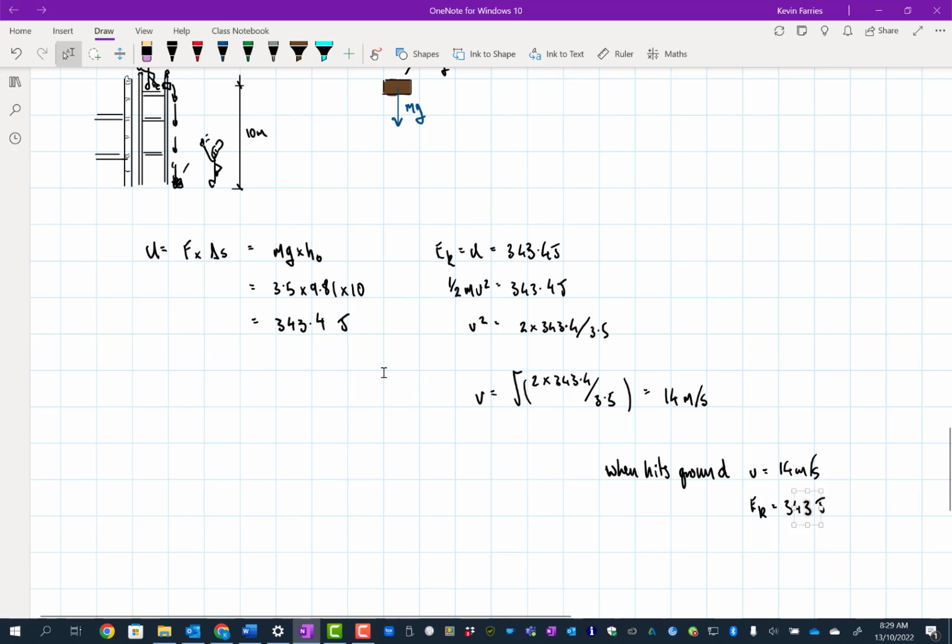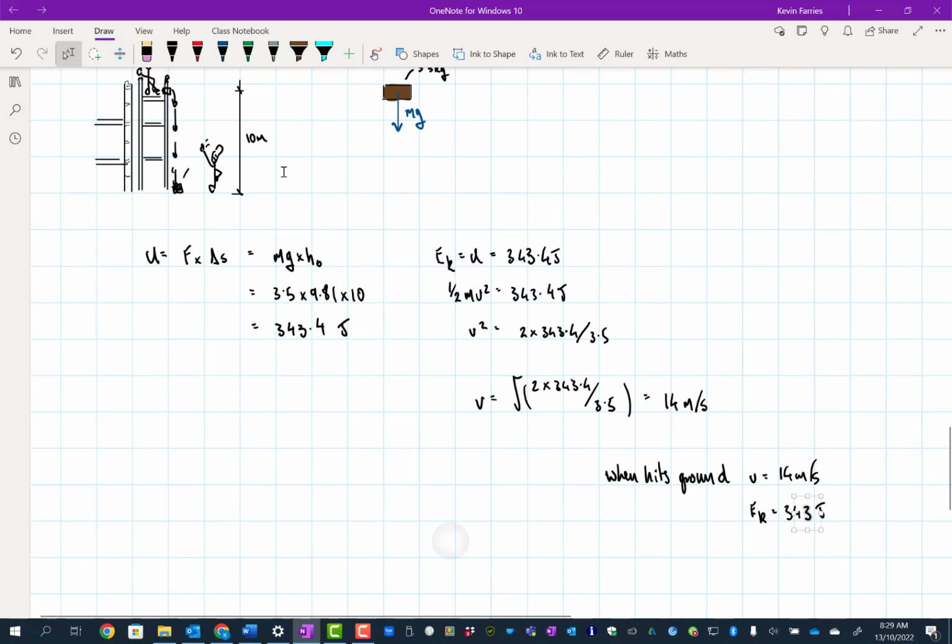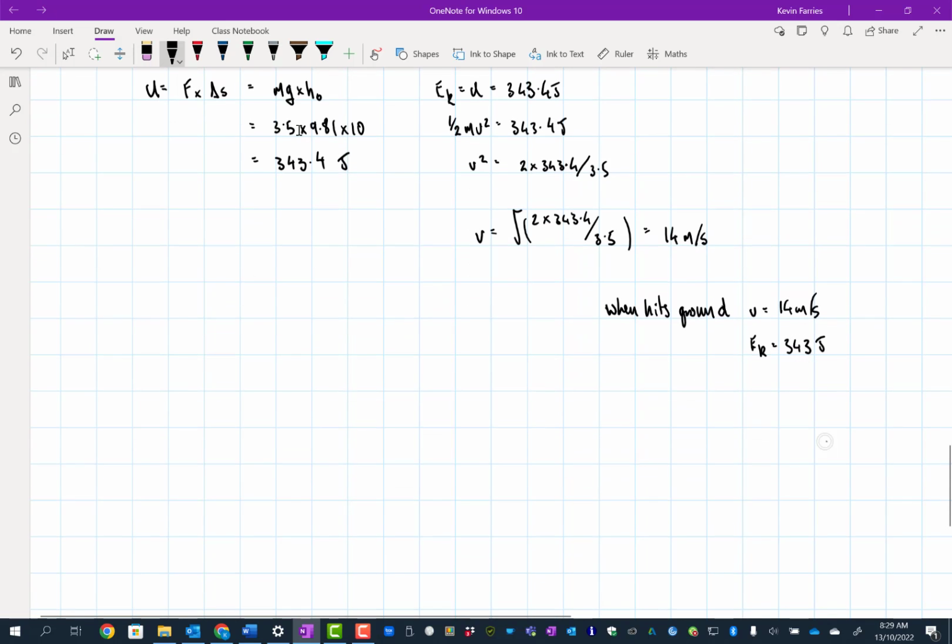Now, we could solve that using kinematics as well. What equation would we use? Well, we're given a distance and we want the velocity at a certain distance. So we could have solved this using the fourth equation, as we usually write them. We have v squared of s is equal to v naught squared plus 2a times (s minus s naught).